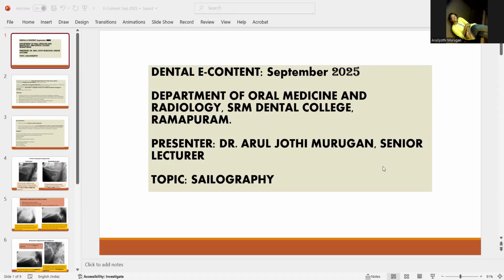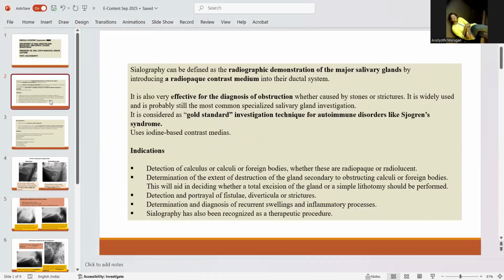Good morning. The e-content for this month, the topic is Sialography. Sialography is nothing but a radiographic demonstration of major salivary glands using a radiopaque contrast medium, which is introduced into the ductal system. It is very useful and effective in the diagnosis of any obstruction in the gland or any swelling associated with obstruction in the gland. It is considered the gold standard investigation technique for autoimmune conditions like Sjogren syndrome.